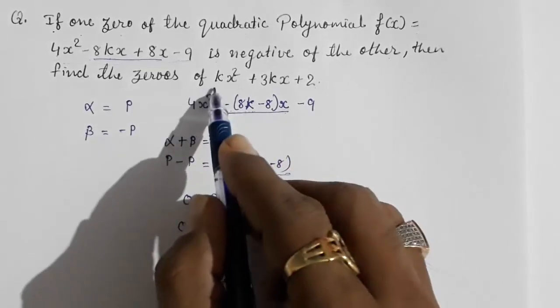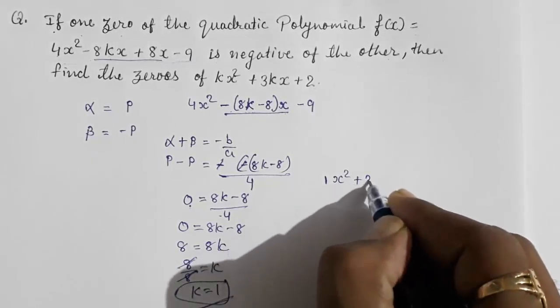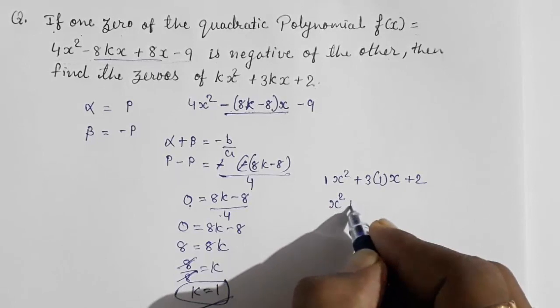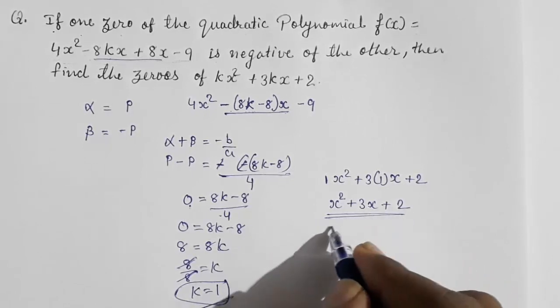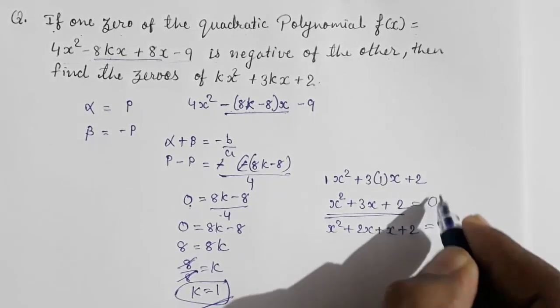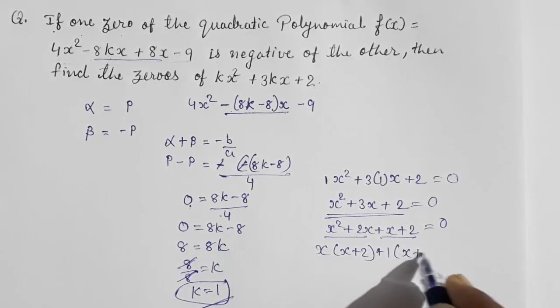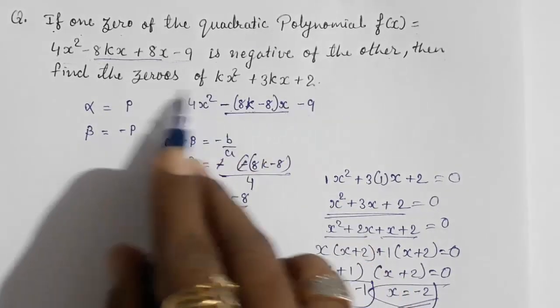Now you got the value of k. Now we have to put the value of k in this equation. So instead of k, 1 into x square plus 3 into 1 into x plus 2. So you will get this quadratic equation, x square plus 3x plus 2. Now we have to find out the zeros of this. So 2 ones are 2 and 2 plus 1 is 3. So x square plus 2x plus x plus 2 equals to 0, you can write down. Now x common, x plus 2, nothing common, so plus 1 common, x plus 2 equals to 0. So x plus 1 and x plus 2 are the factors. So therefore directly you can take out x equals to minus 1 and x equals to minus 2. So these are the two zeros of this quadratic.